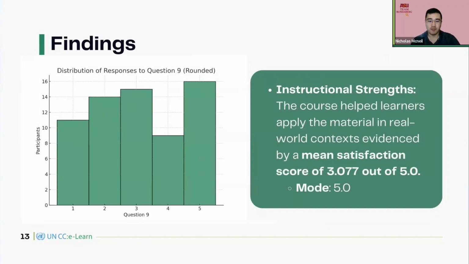We also found that learners effectively applied course material to real-world contexts. The mean score for knowledge transfer here was 3.08, with again the mode being 5.0, indicating a strong alignment with the program's goal of real-world impact.